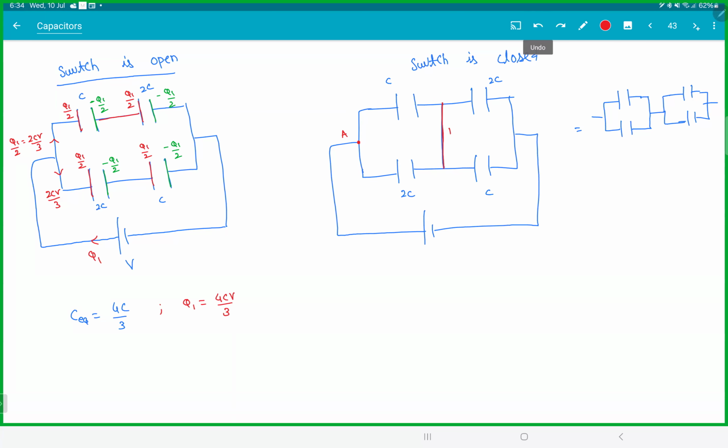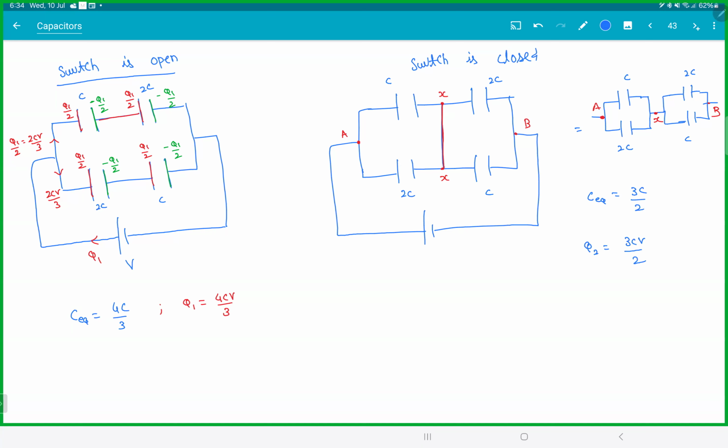Whenever you put a wire, it simply makes the potential the same. So if I call this X, this point is also X. Then the potential difference is VA minus VX and VA minus VX, and on the right side it is VX minus VB and VX minus VB. So this is A, this is X, and this is B. So C and 2C are in parallel, 2C are in parallel. So C equivalent will be 3C by 2. Now the charge that will flow is 3CV by 2.